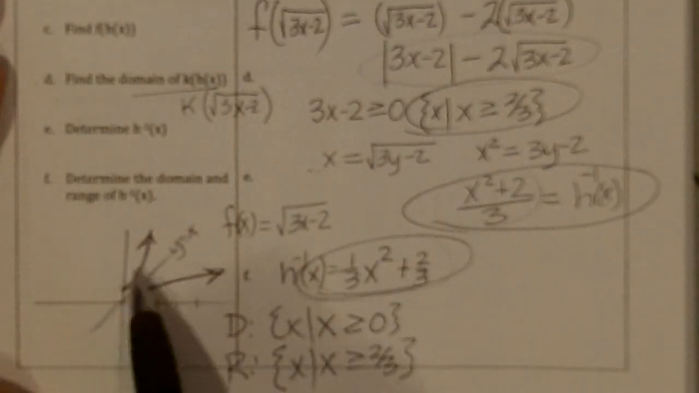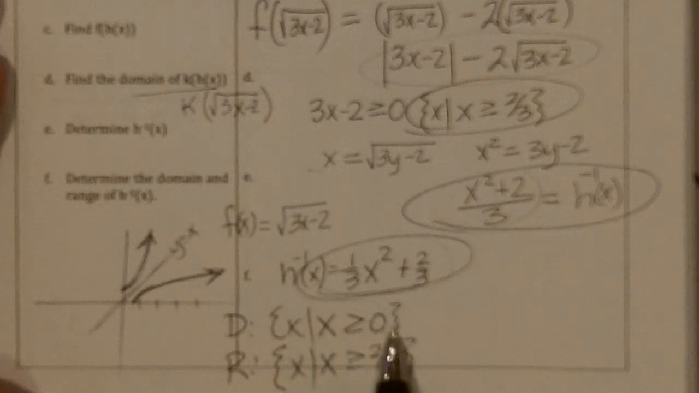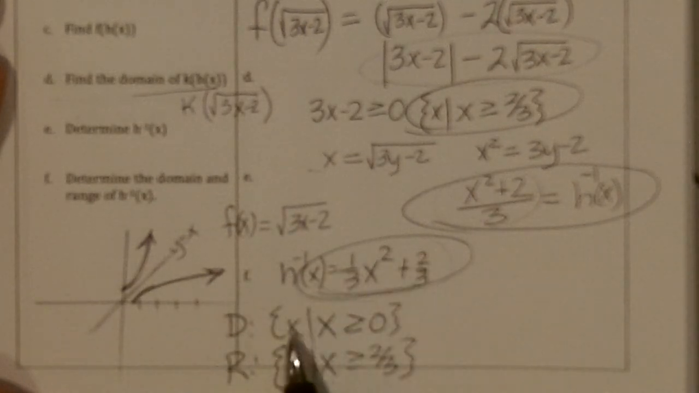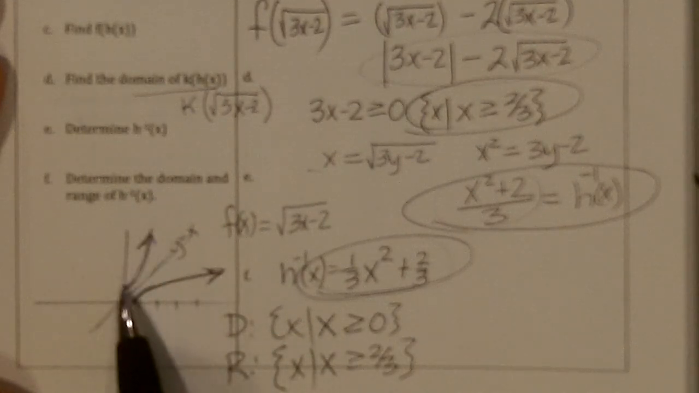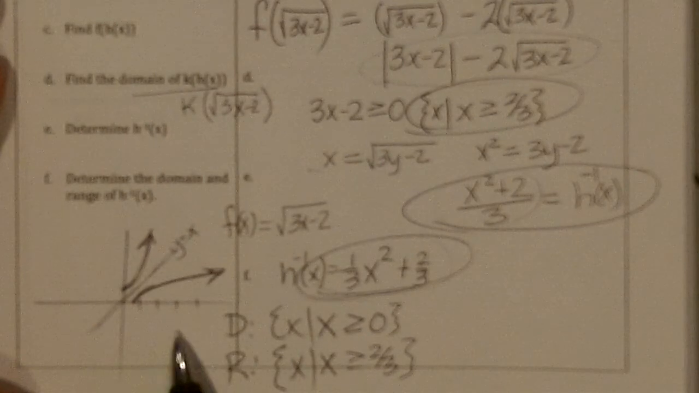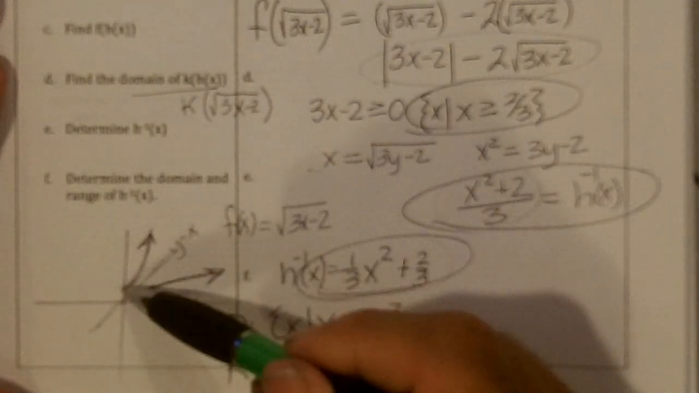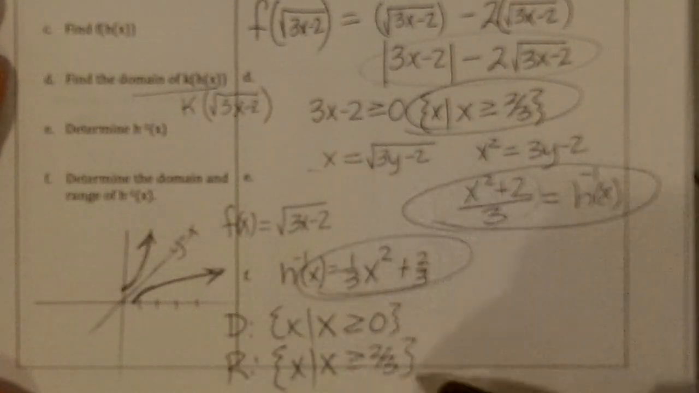But we only want this half of the parabola, so the domain has to be the positive x's from 0 on of this for the inverse of this to match this. You don't get this half because you don't get this half of the square root. And the range starts from the bottom of that parabola up. Well, this is a parabola that's moved up to 2/3, so that's the range.